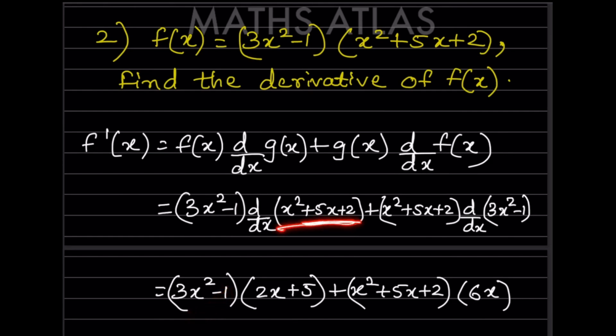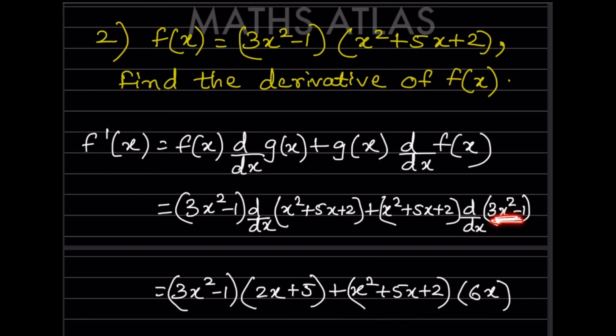When you take the derivative of this one, for x squared that should be 2x, and minus 1, that will be 2x. And for 5x, the derivative is going to be 5, and here x means there is 1, so x raised to 1 minus 1, that is going to be 0, so 5 into 1 into 0, that is just going to be 5. And this 2, because it is a constant, is going to be 0. Now this whole part is going to be here.